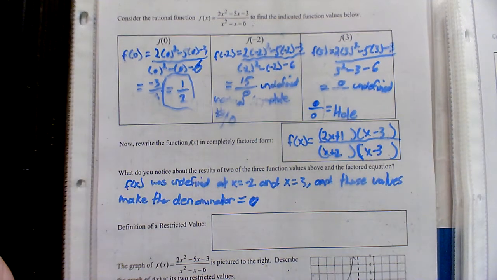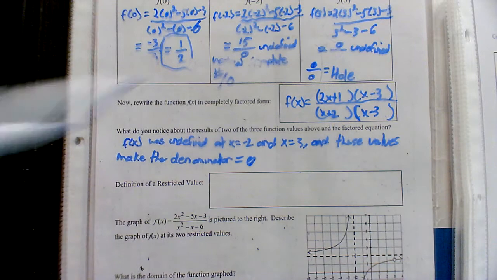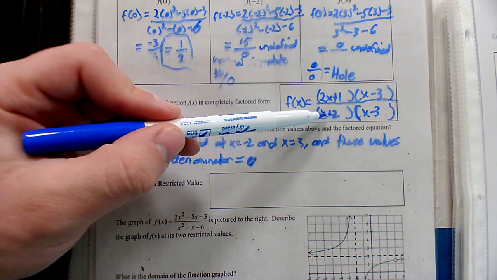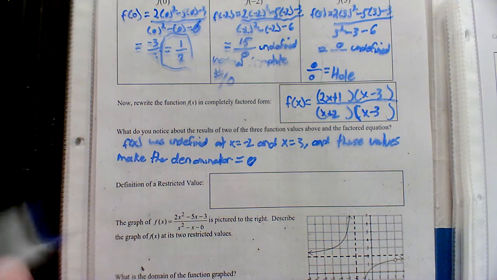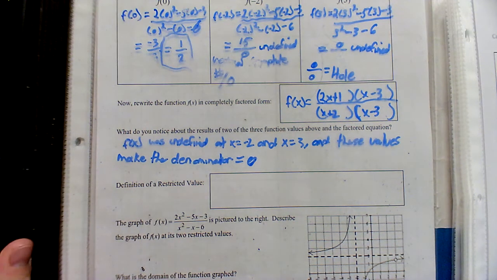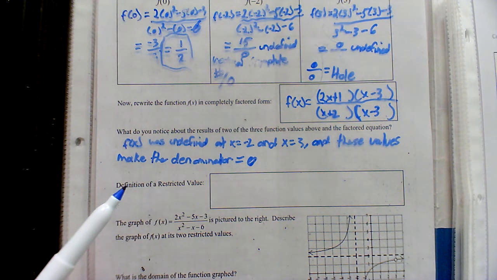Okay, very good. So if we were to plug in negative 2, that would make it 0 here. If we were to plug in 3 there, that would also make it 0. So we get undefined. So all of that should have been sort of a review. We should know how to plug in. We should be able to factor and determine what makes the denominator 0.